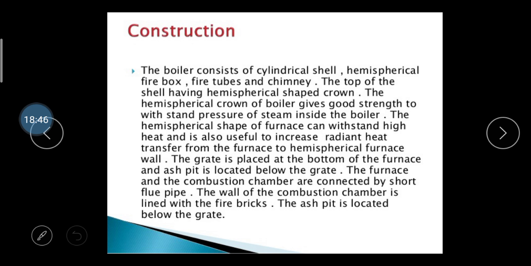I also share one YouTube channel regarding the Cochran boiler and how it works, so you can simply understand it. Okay, then after.